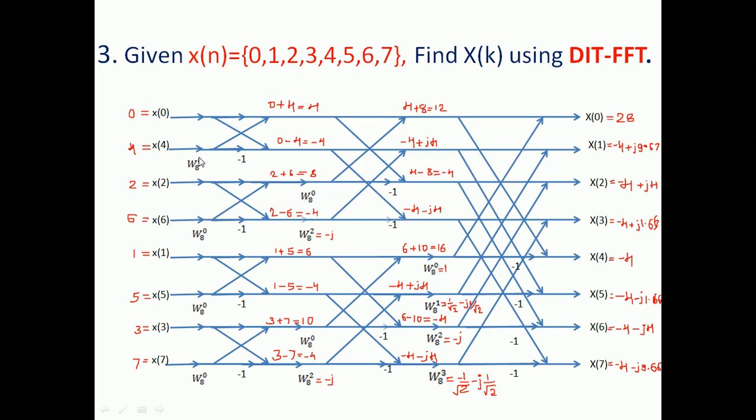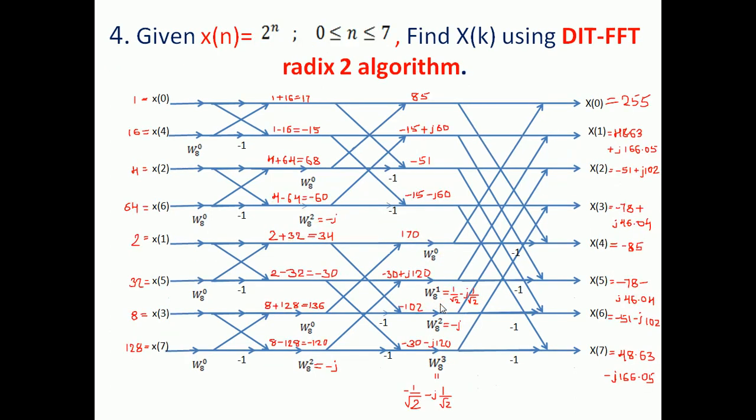So here instead of omega 4 raised to 0, we have omega 8 raised to 0 because we are computing the DFT of the 8-point equation. So this omega 8 raised to 0 is again 1, omega 8 raised to 0 is 1, omega 8 raised to 0 is 1. But here omega 8 raised to 2 is omega 4 raised to 1, that is minus j.